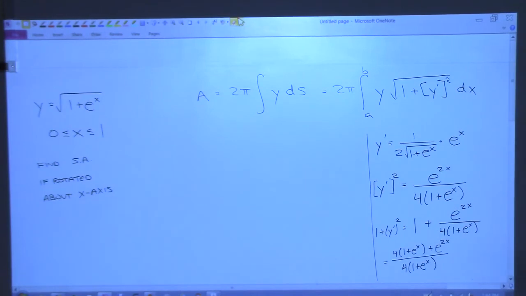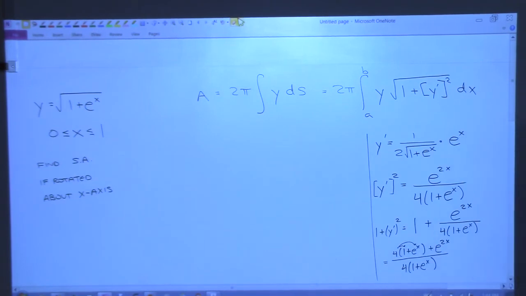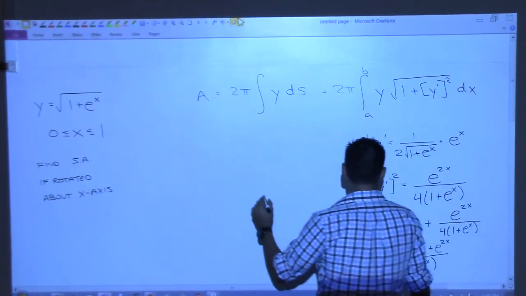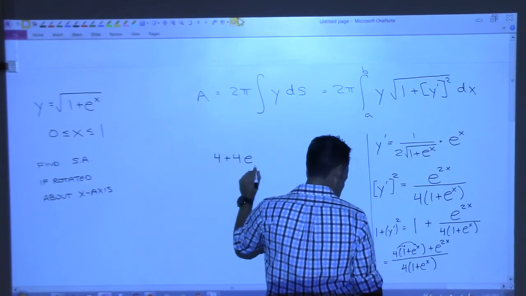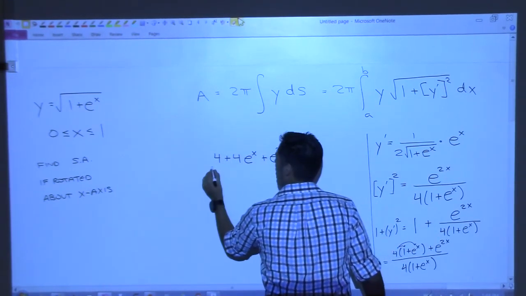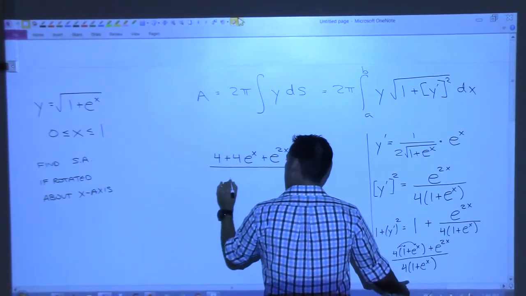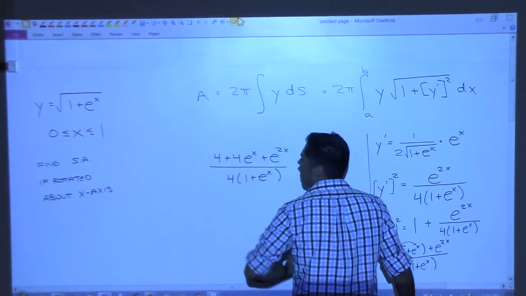Now, can I do anything there? Let me see. I can distribute a 4 through here, right? Does that help us, though? Yeah, I mean, it's 4 plus 4e to the x. So that's going to be 4 plus 4e to the x plus e to the 2x, all over 4 times 1 plus e to the x, like that.